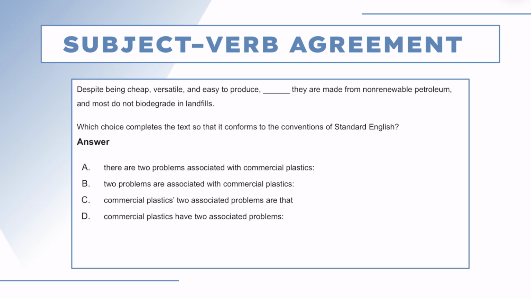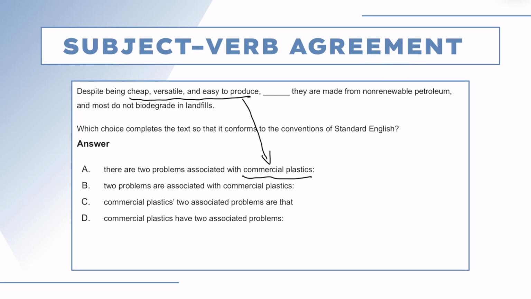Okay, I'm restarting now. So let's look at a question from subject-verb agreement. Despite being cheap, versatile, and easy to produce, blank, they are made from non-renewable petroleum and most do not biodegrade in landfills. So let's look at what the noun is. The noun is going to be commercial plastics, and this is because the modifying phrase cheap, versatile, and easy to produce is what is describing the commercial plastics. So that's how we know that the subject is commercial plastics.